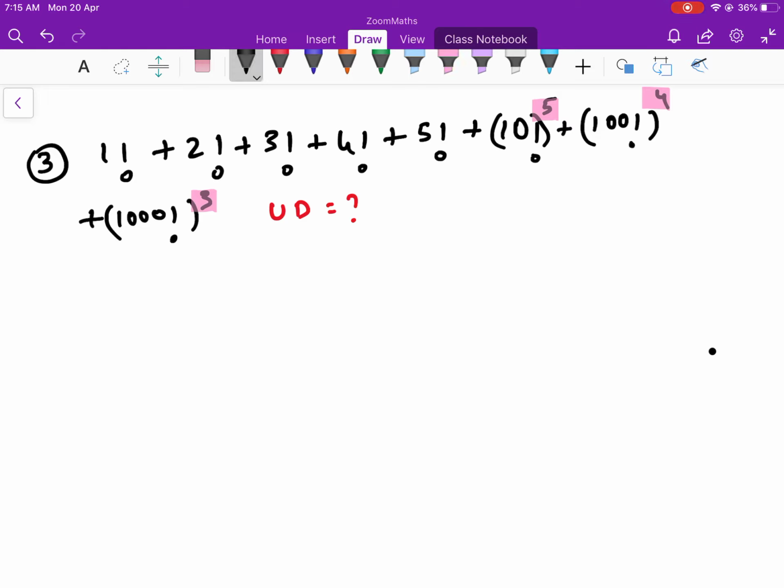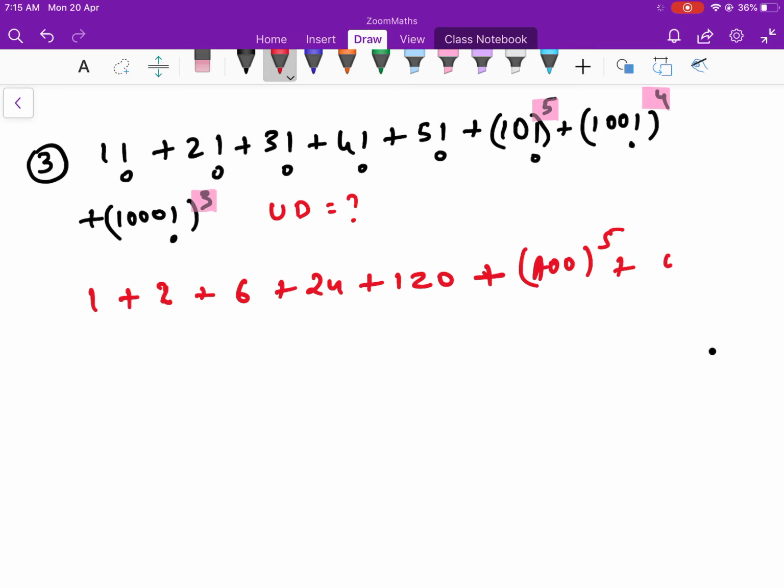So let's see what happens. 1 factorial is 1, 2 factorial is 2, 3 factorial is 6, 4 factorial is 24, 5 factorial is 120. Now, what is 10 factorial raised to 5? 10 factorial has two zeros. Let's say some number a into two zeros, whole raised to 5. This will be like 10 zeros. Again, some number b into two zeros, whole raised to 4. This will come like 8 zeros.